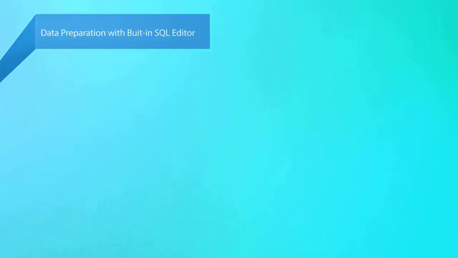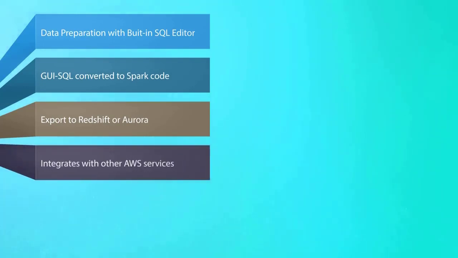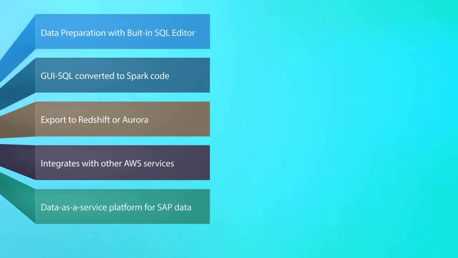BryteFlow Blend allows data preparation on the raw SAP data, with an inbuilt SQL editor that converts SQL to scalable Hadoop Spark code. It helps creating data assets that can persist on Amazon S3, which can optionally be exported to Amazon Redshift or Aurora. It integrates with other native AWS services and provides a data-as-a-service platform for SAP data. Now, let's see them in action.